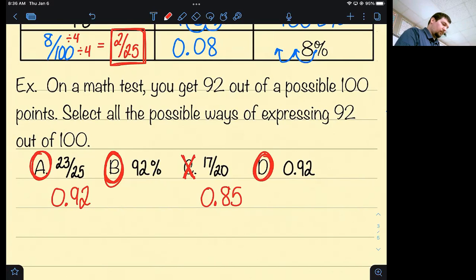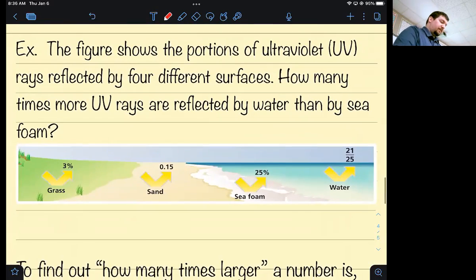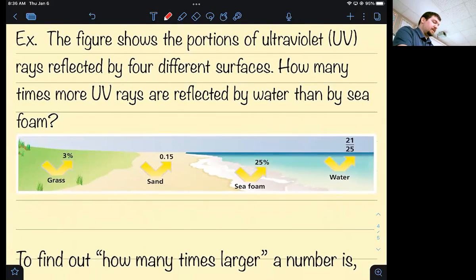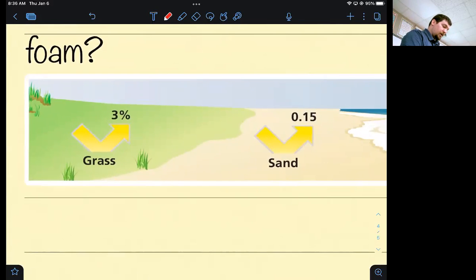All right, we have one more question. It says the figure shows the portions of ultraviolet UV rays reflected by 4 different surfaces. How many times more UV rays are reflected by water than by sea foam? Lucas, you have a question? Okay, I'm not ready for an answer yet. Now, if you look here at the 4 different surfaces, it tells us what portion of the sunlight is reflected, and it gives us percents, fractions, and decimals. Why don't we just write them all as percents, because they're the easiest ones to compare. Grass reflects 3% of sunlight. What percentage gets absorbed by the grass then?